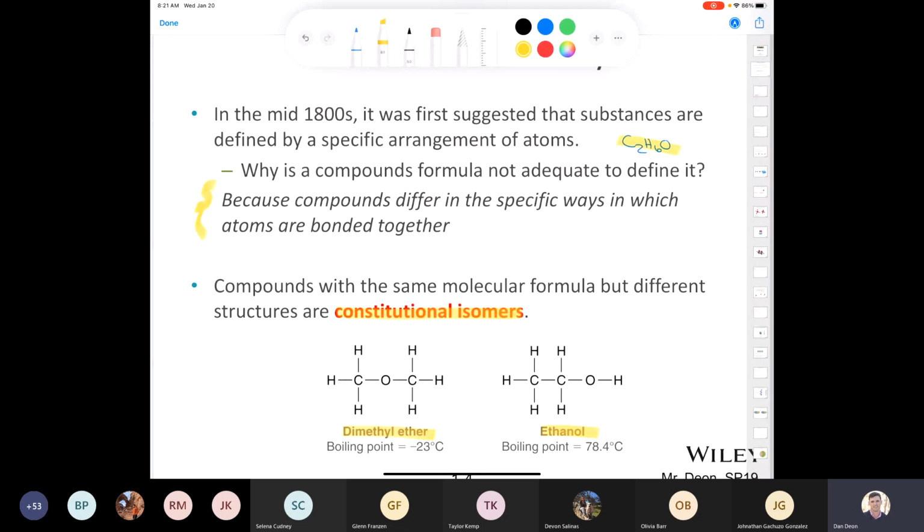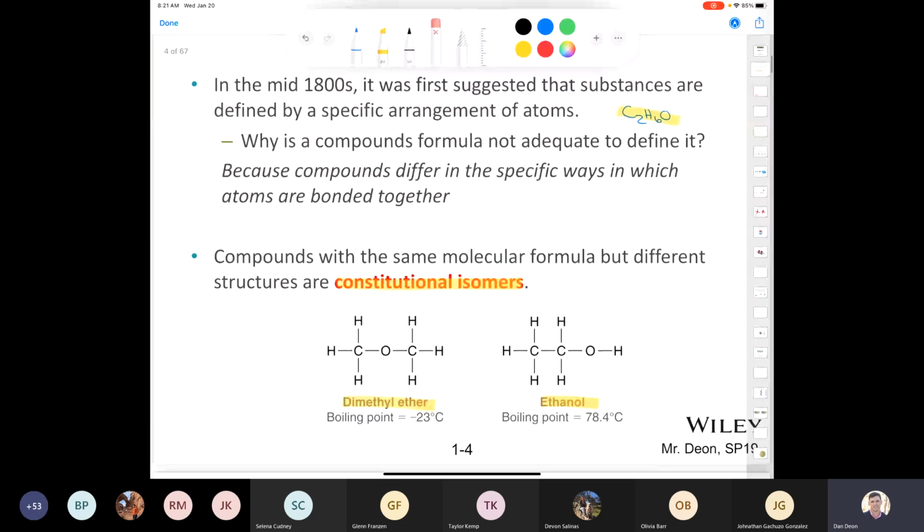So you see these 2 compounds down here, and you see these beautiful Lewis structures for dimethyl ether and for ethanol. You can see that they have the same molecular formula. They're both C2H6O. Okay, we could write that in here. Both are C2H6O. They both have the same molecular formula. They both have the same molar mass, but they're very different compounds, aren't they?